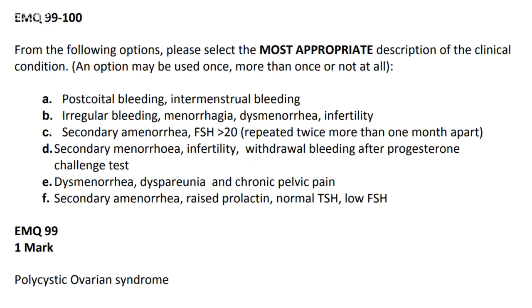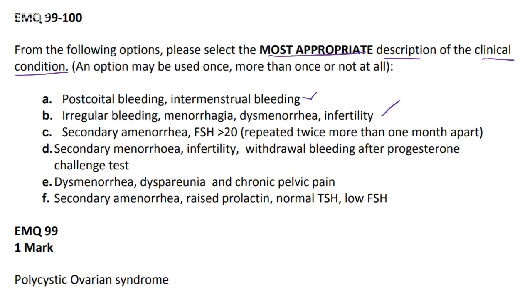Okay, 99. PCOS. What should we do? From the following, please select the most appropriate description of the clinical condition. So PCOS, do they have postcoital bleeding? No. Do they have irregular bleeding, menorrhagia, dysmenorrhea, and infertility? Yes, they definitely. Well, let's have a look at the list first.